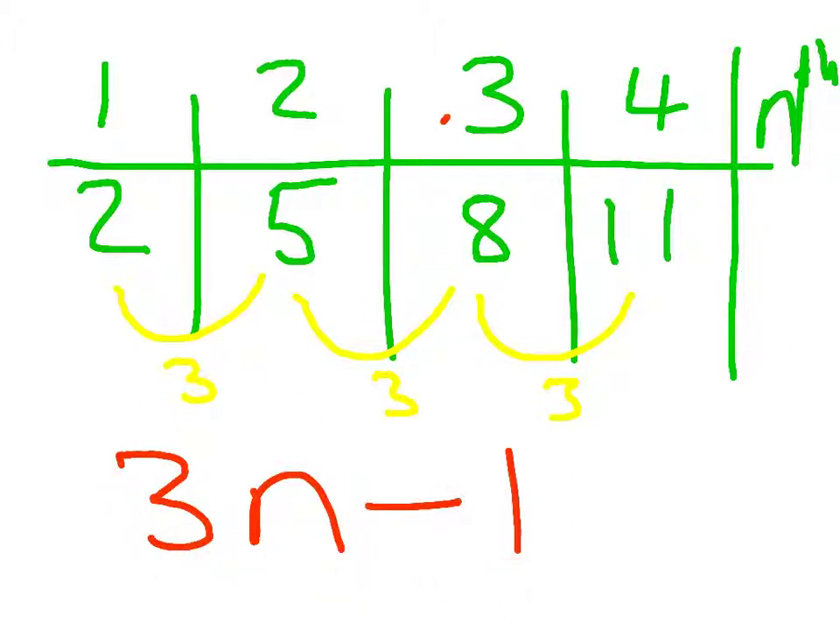Now does this work for all of the terms? Well, if we use 2, 3 times 2 is 6, minus 1 is 5. 4 times 3 is 12, minus 1 is 11. So it works for the fourth term to get us to 11. So by using any value of n, any position, we can substitute the value in there, follow the equation, and get the answer.